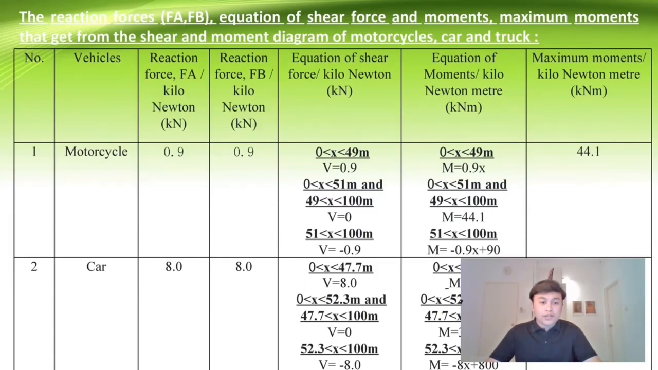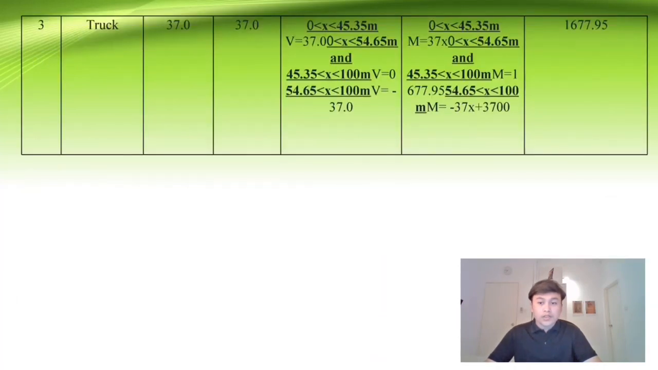For the second and third slide, we did some calculation about the reaction forces and also the maximum moments of the three types of vehicles. We can see that the maximum moment of the motorcycle is 44.1 kN, the car is 381.6 kN, followed by the truck which is 1677.95 kN. To conclude, we can tell that the truck has the largest maximum moment since it has the most mass compared to the other vehicles.